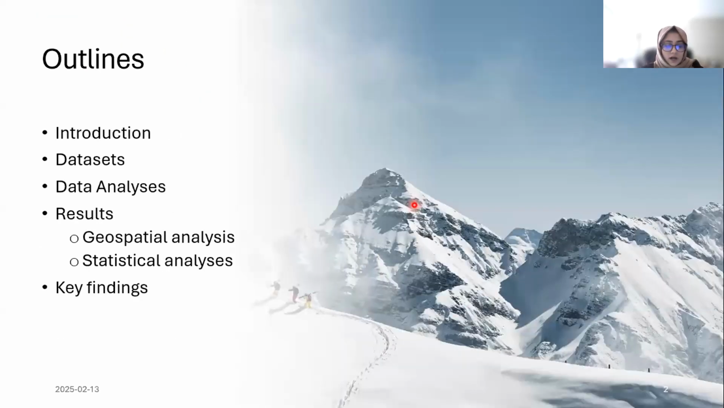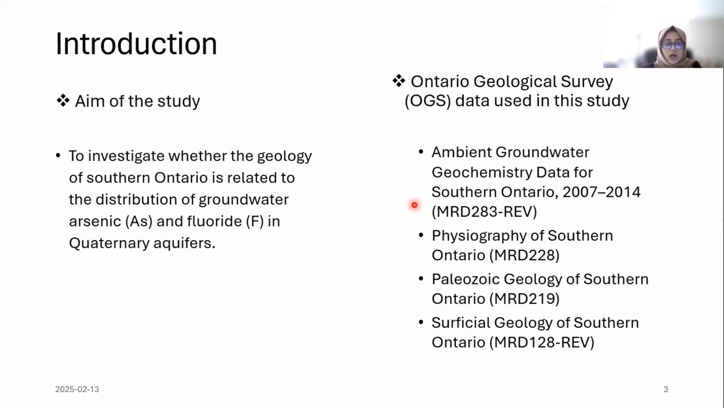So these are the outlines from our study that I'm going to present today. I want to start with a little background. In our study area, Southern Ontario, groundwater is extracted from both bedrock and quaternary aquifers. Many people in this region rely on their private water wells for domestic supply and farming, which are constructed on relatively small but significant overburden quaternary aquifers.